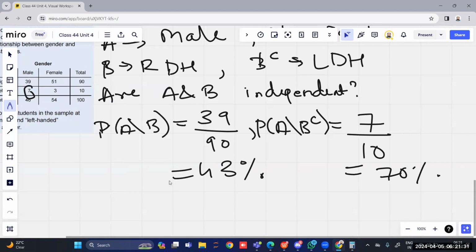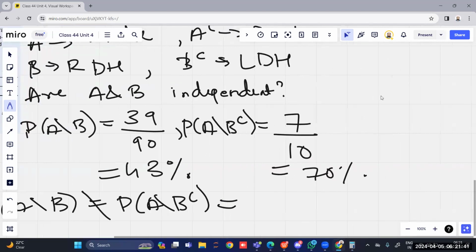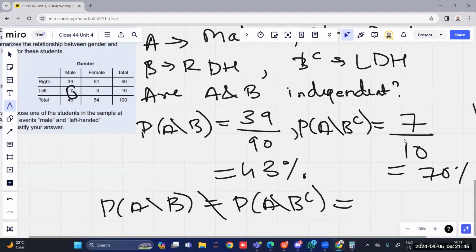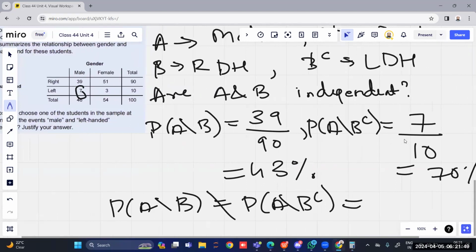You can see both of them. Probability of A given B is not equal to probability of A given B complement. So you need to find probability of A. What is probability of A? Probability of A means probability of male. A is male, so male is the total male.